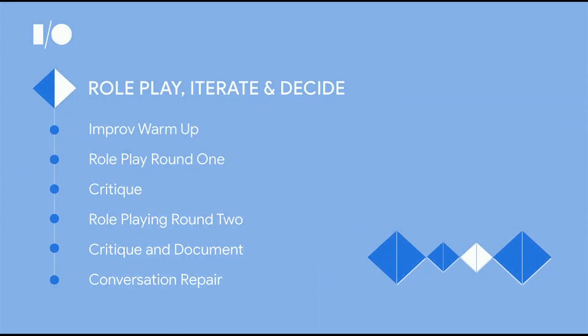And now we move into the role play, iterate, and decide phases, where you're really going to be doing the conversation design. We use improv warm-ups, multiple rounds of role play, and then critique and conversation repair at the end. Let me talk to you about some of this. So we use methods from improv to workshop the dialogue.